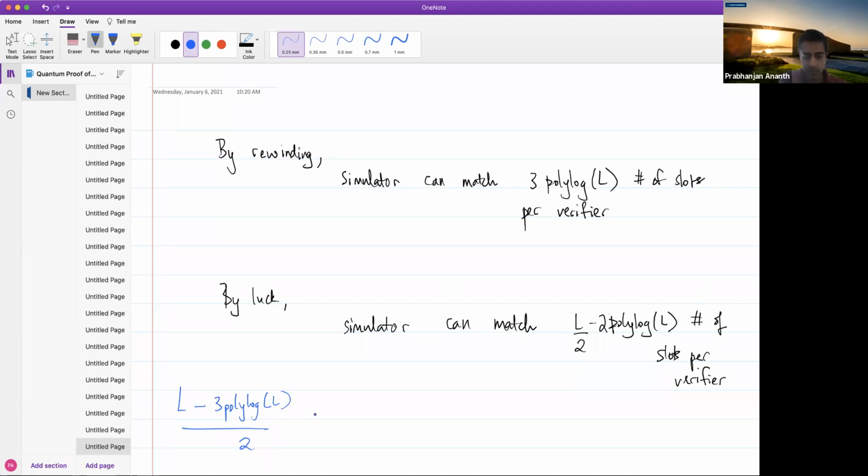So this is the expected value, and then using Chernoff bound, you can argue that the probability that you can extract these many slots is overwhelming, right? So now the simulator was able to match these slots by rewinding, and by luck, it was able to match these many number of slots. So if you add both of them, you get L over 2 plus polylog L.